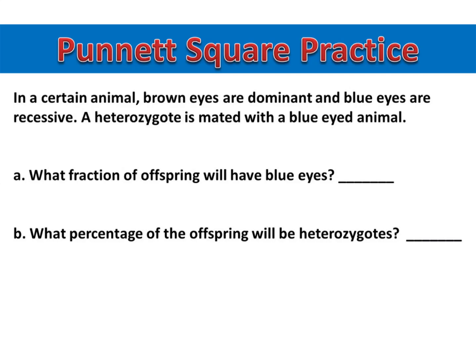In a certain animal, brown eyes are dominant and blue eyes are recessive. A heterozygote is mated with a blue-eyed animal. So you may have noticed here that they didn't give us letters. That can throw a lot of students off.